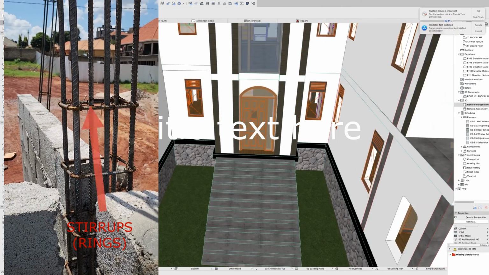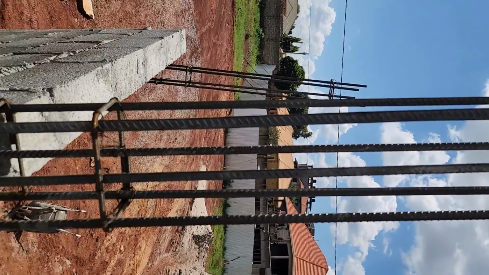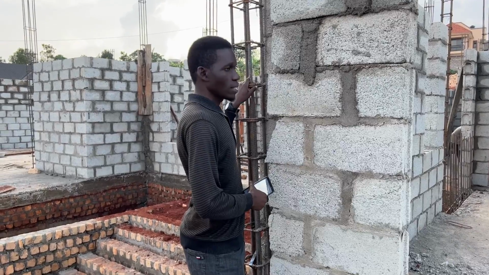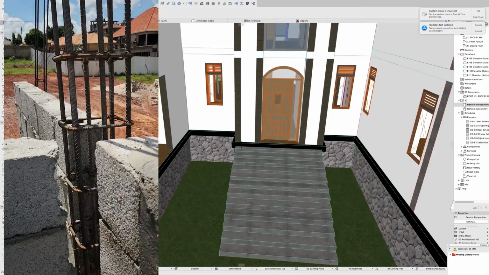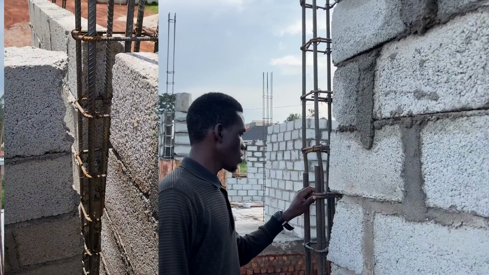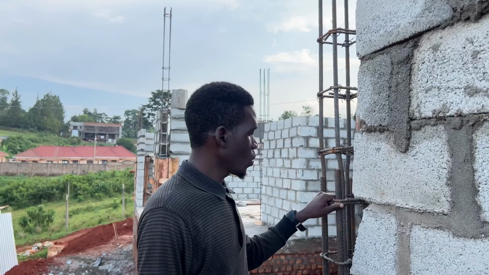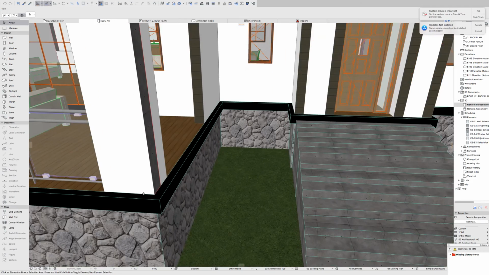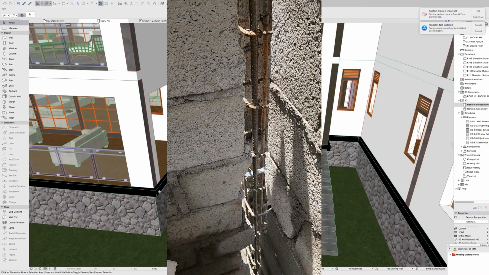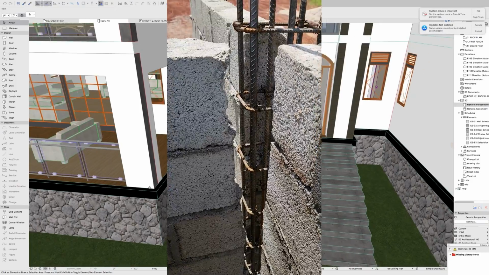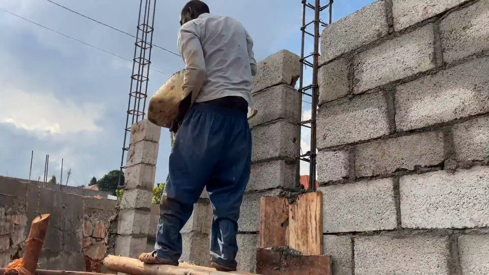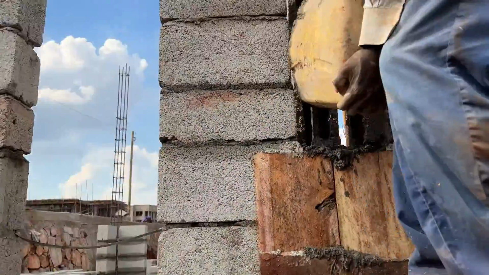These columns have stirrups, and the common term that we use on site is rings. Now these columns are so important, and these rings are also important because the rings add more stability and strength to the column so that it doesn't buckle. So it is not a good thing for you to give them a spacing that is beyond 0.2 meters. Yes, it's important that you space your rings at a maximum of 0.2 meters so that the column doesn't buckle. Yes, that adds more strength and stability to your columns. Do formwork for the columns and cast them as well.